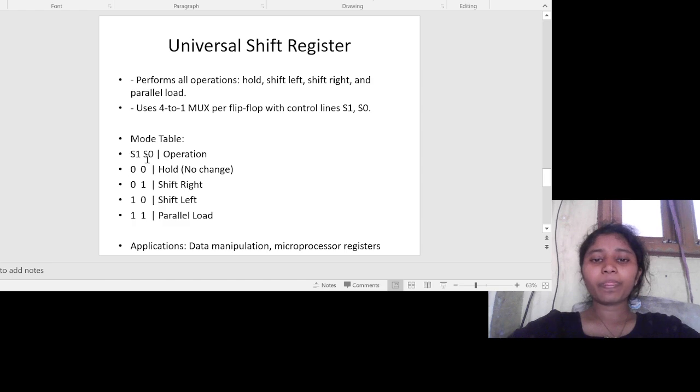When S1 is 1 and S0 is 0, then it shifts left. If both are 1, then a parallel load operation occurs. This shift register is used for data manipulation and microprocessor registers.